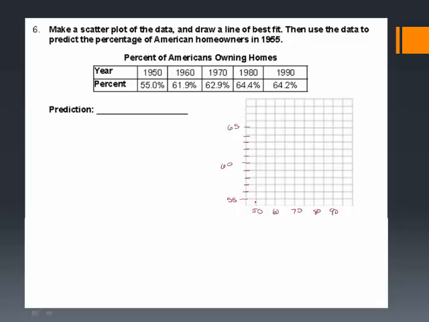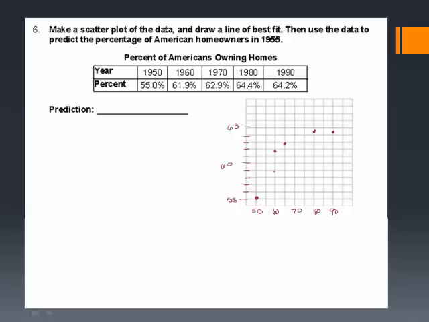So in 1950 we had exactly 55%. In 1960 we had 61.9. So here's 60, here's 61. 61.9 is right under 1960, or right under 62. In 1970 we had 62.9. In 1980 we had 64.4, so that's almost halfway. And then in 1990 we had 64.2, so it went down just a little.